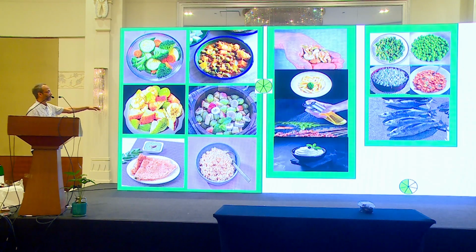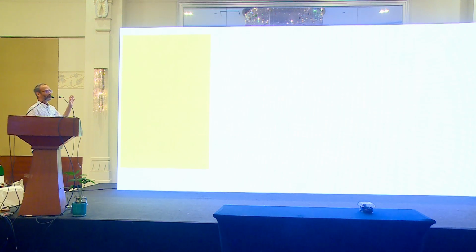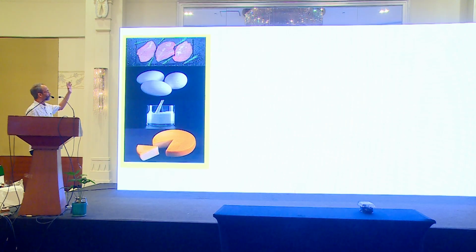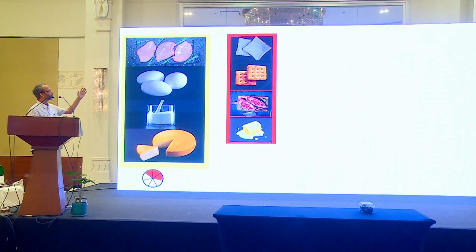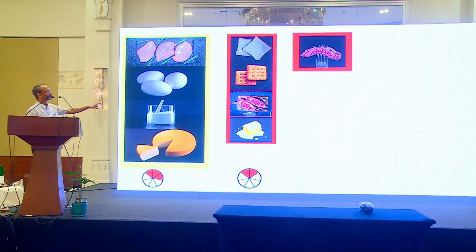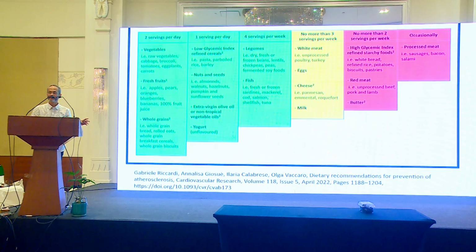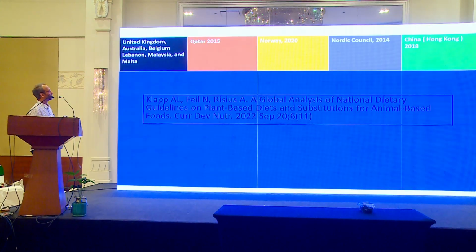Then it's 3 days a week, 4 days a week in moderation: your eggs, white meat, curd, and cheese, not more than 3 days a week. Processed or high glycemic index refined carbohydrates, then red meat, butter, not more than 2 servings per week. That's very clear. And when it comes to processed meat, very rare. So this is what this table summarizes.